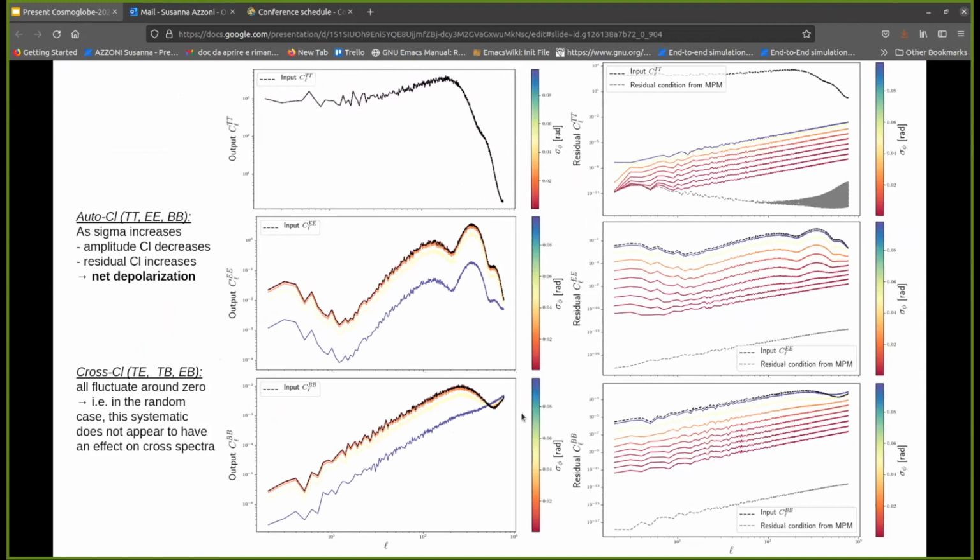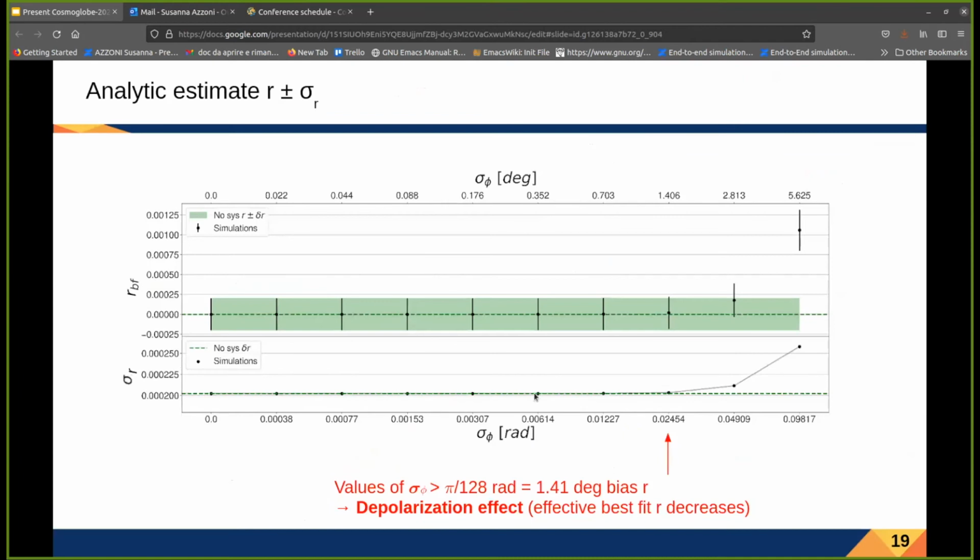And these are the output spectra, and the input is in black. And then I've got the residual spectra on the right. And we see that as the sigma increases, then the output CL start to deviate from the input. So the residual CLBB in particular increases as the sigma increases, as we expect. And this corresponds to a net depolarization effect in our maps. So here I evaluate the absolute bias on R calculated from the residual maps.